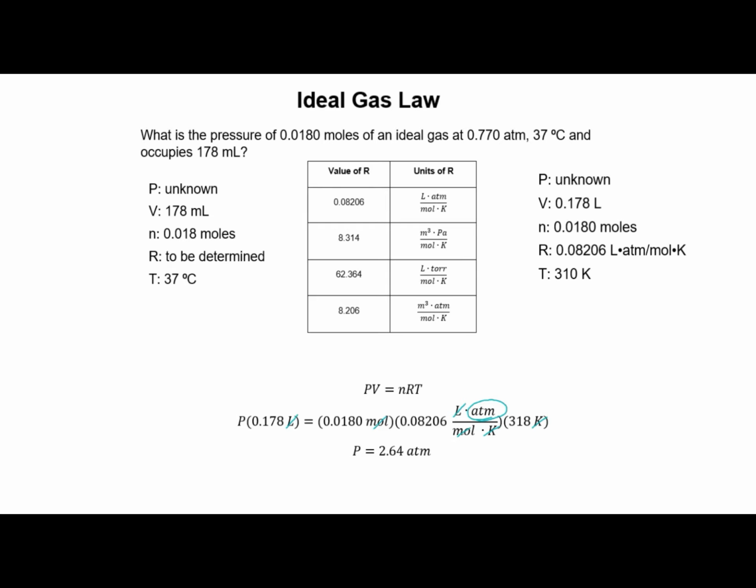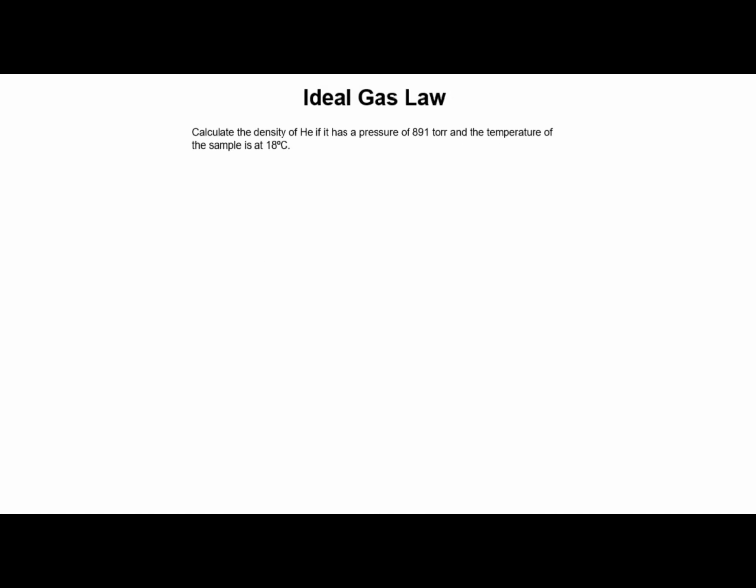You can see why one of the most common mistakes here is not keeping track of your units. It is very important to write your units down and make sure they cancel properly. Let's do another ideal gas law problem, but with a little bit of a twist. Calculate the density of helium if it has a pressure of 891 torr and the temperature of the sample is at 18 degrees Celsius. So let me show you a rearrangement of the ideal gas law to give density.